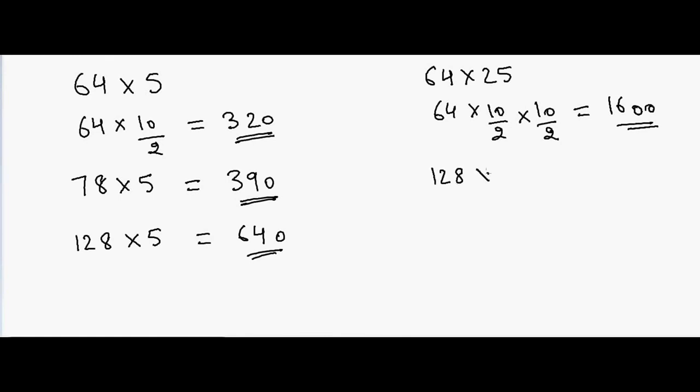Again, if I have 128, I want to multiply by 25. In that case, it will be equal to half of 128 is 64, and half of 64 is 32. It's 3200.